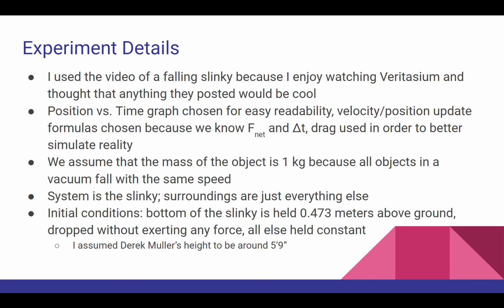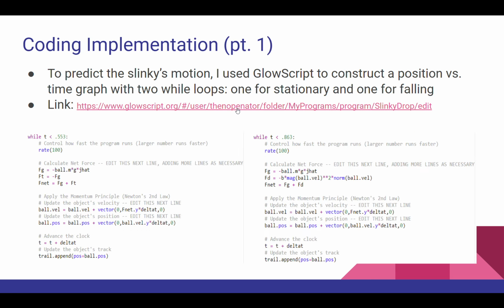And I assume Derek Muller's height to be around 5'9" for the calibration stick to make sure that my spring was correctly calibrated. And to predict the Slinky's motion, I used GlowScript to implement a code version of its falling motion and the position versus time graph as well. And I had 2 while loops here. One was for the part where it was just stationary, and one for when it was actually falling off from the height.